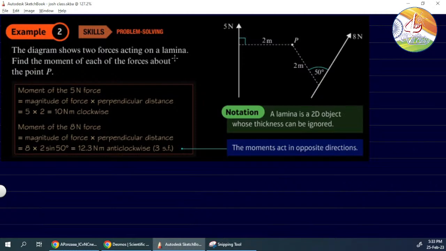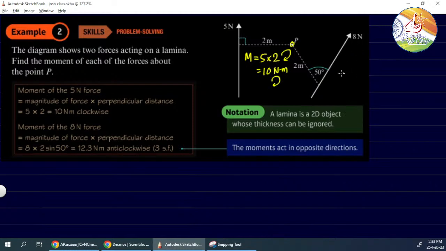Diagram shows two forces acting on a lamina. Find the moment of each of the forces about the point P. Right. So first force, what is the moment? Moment due to this force will be, let's write here itself. Moment is force into perpendicular distance, that is 2. Now this is in clockwise direction. So that is 10 Newton meter in clockwise direction.